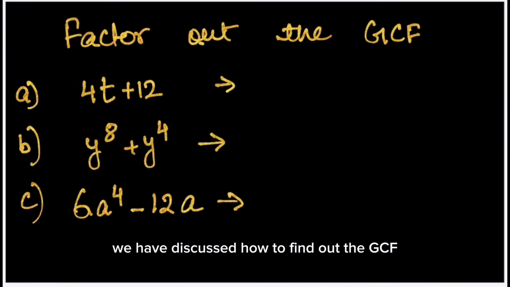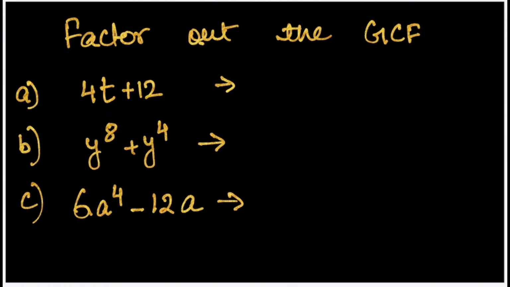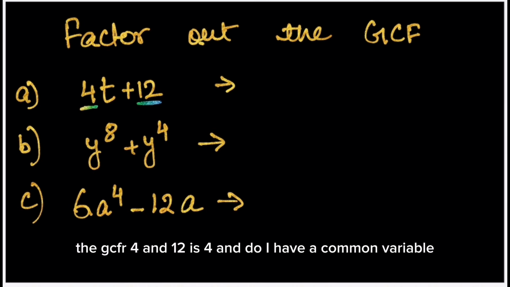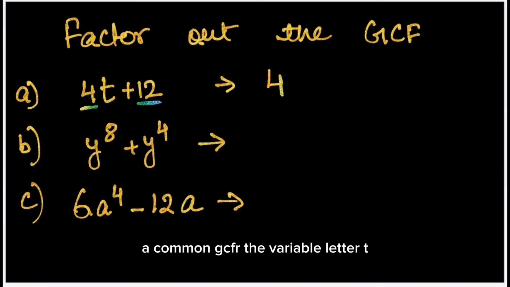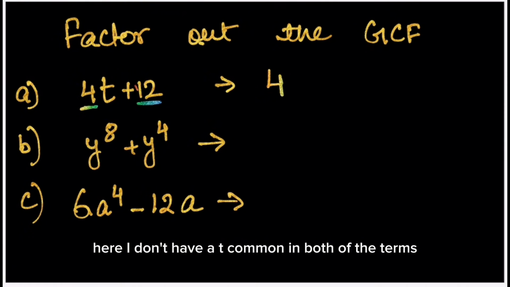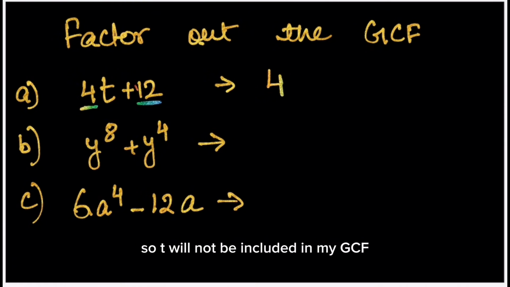We have discussed how to find the GCF. Now we will practice how to factor out the GCF from polynomial expressions, algebraic expressions. 4t plus 12. First look at your numbers. What is the GCF of 4 and 12? The GCF of 4 and 12 is 4. And do I have a common variable? A common GCF for the variable letter t here? I don't have a t common in both of the terms, so t will not be included in my GCF.